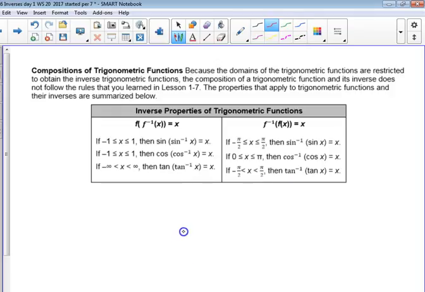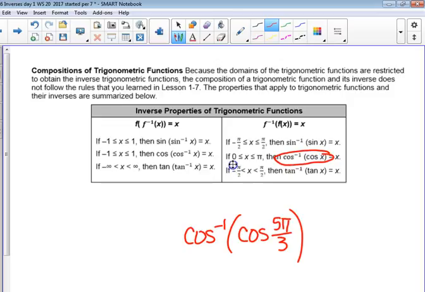When I see this question, I would be very tempted to cross those out and just say 5 pi/3. But if you look up here, it's actually one of these. And is this less than pi? 5 pi/3 is more than pi, so it doesn't cross out. I would never remember when they do and they don't.